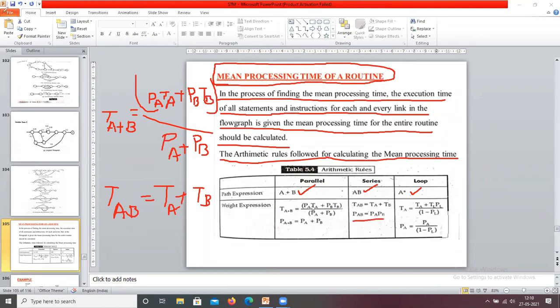Similarly, if it is a loop, then the processing time for that loop equals TA plus TL, the time for the loop and the probability of the loop, divided by 1 minus the probability of the loop. So these are the arithmetic rules we are going to follow for calculating the mean processing time. Now see one example.